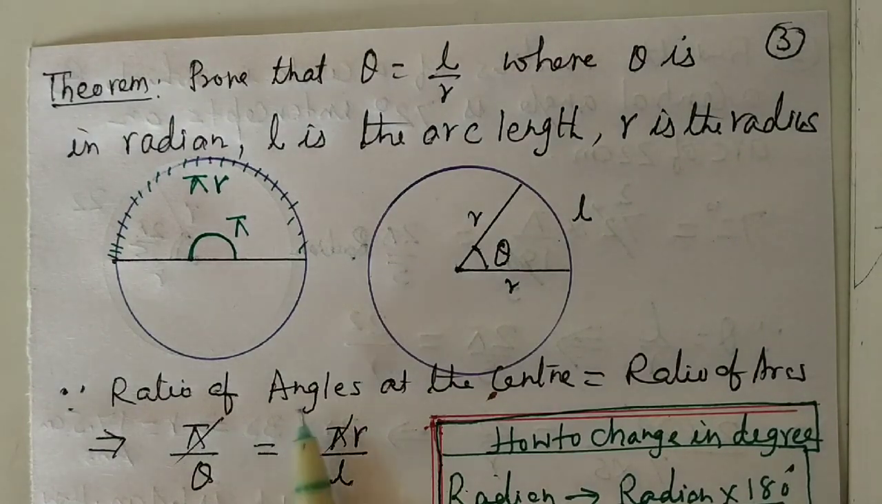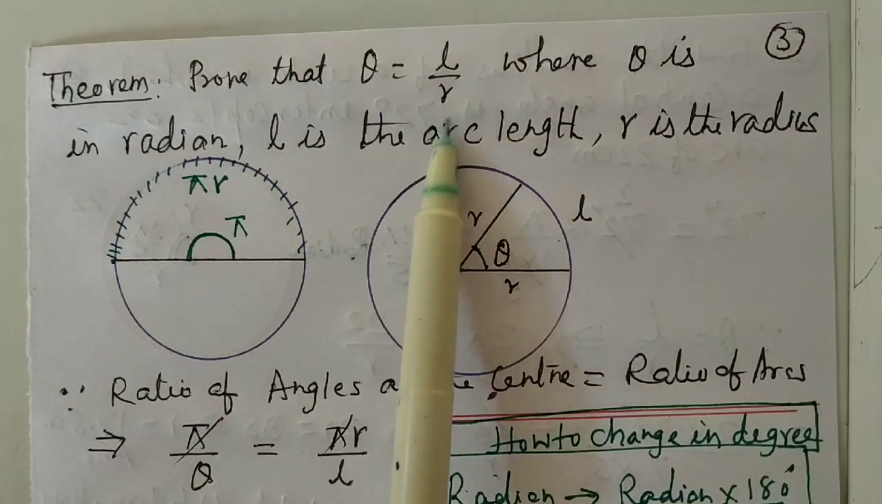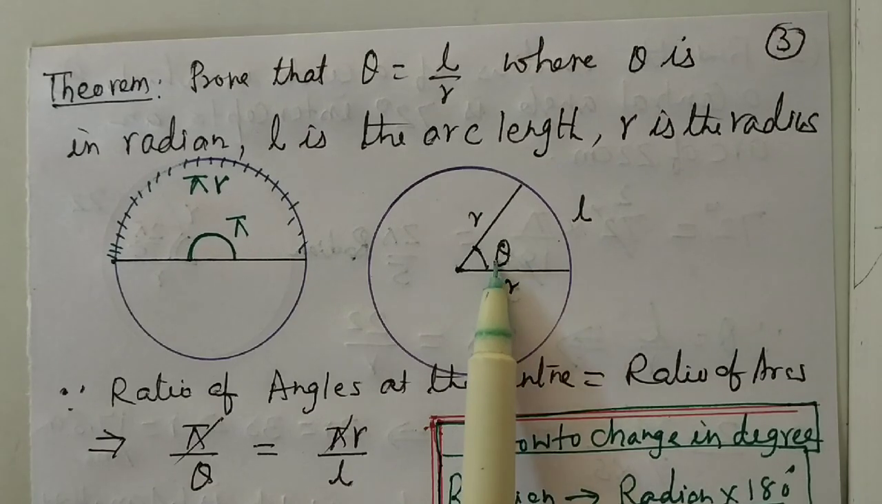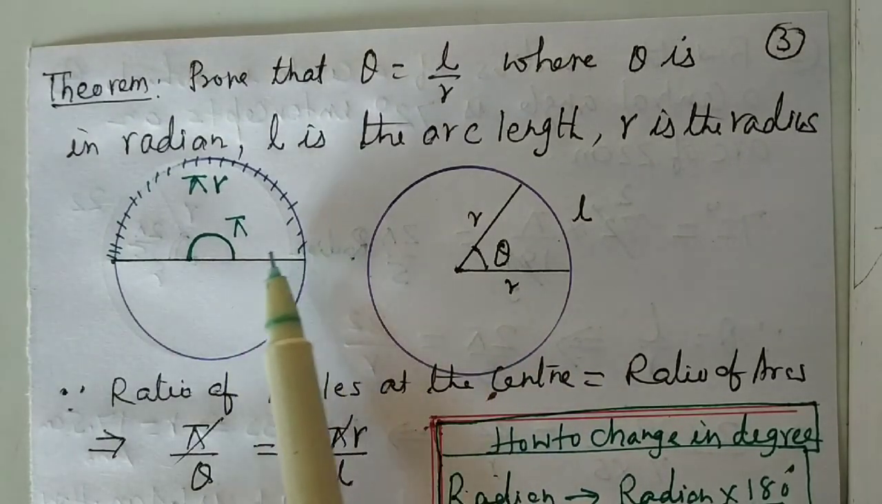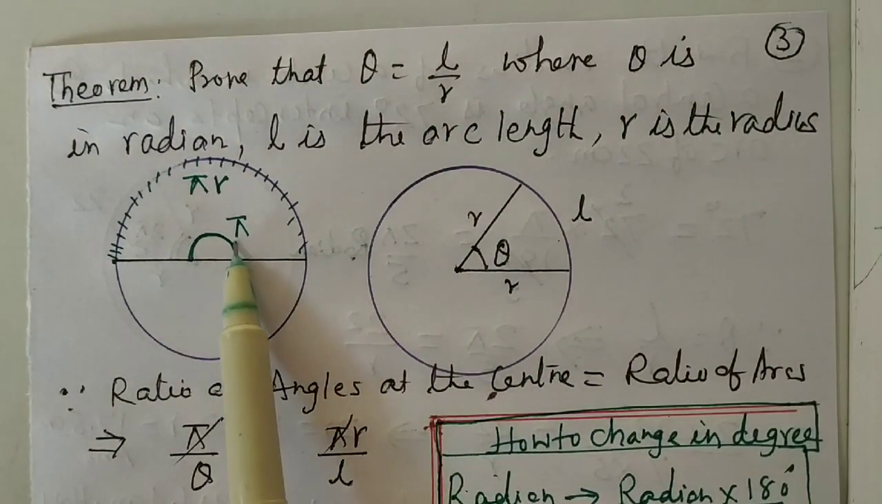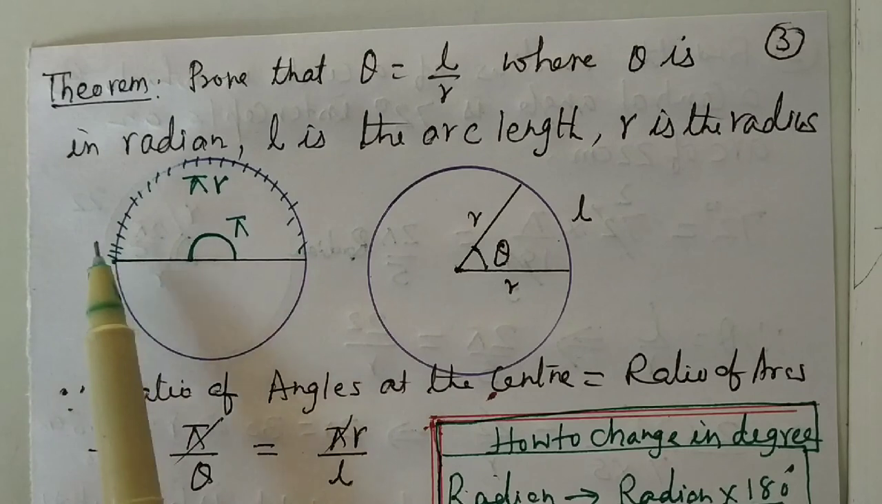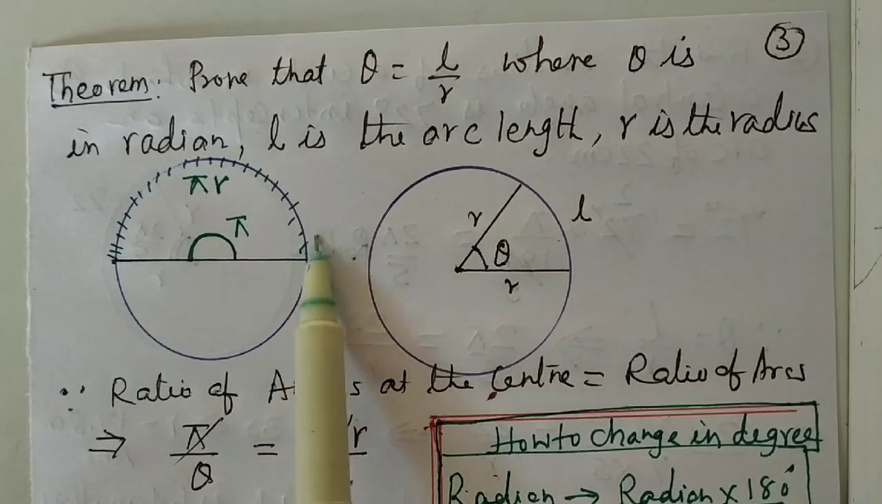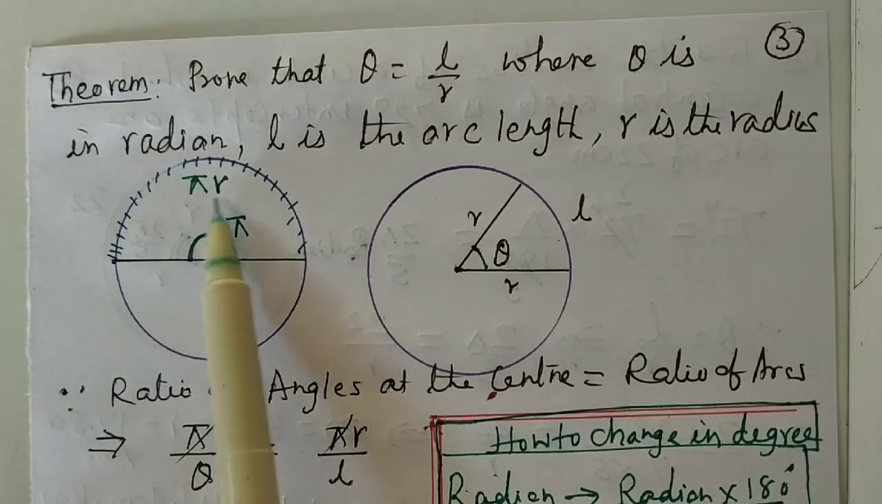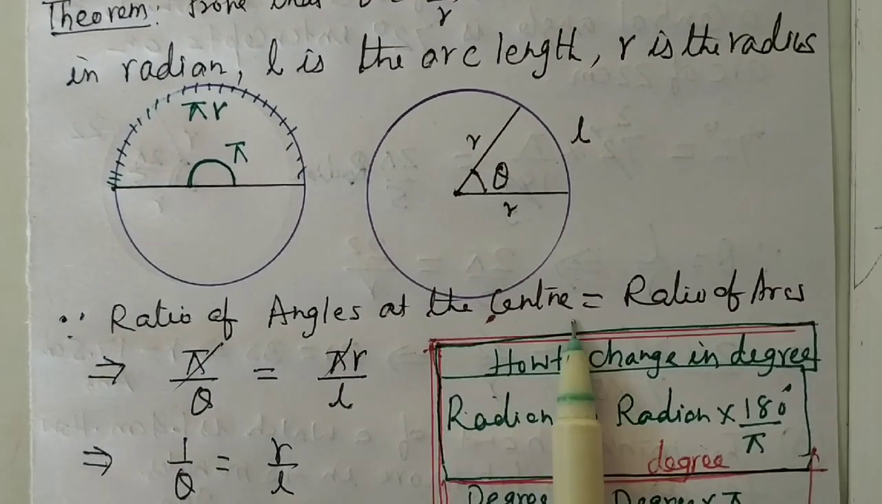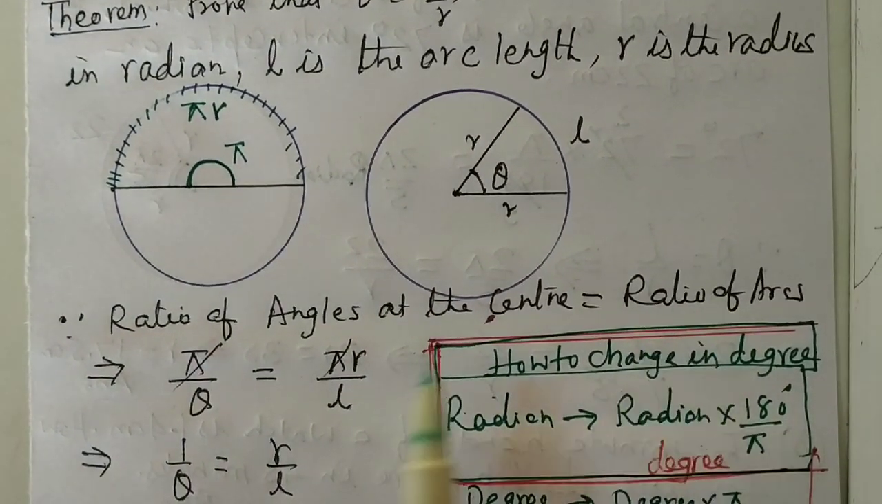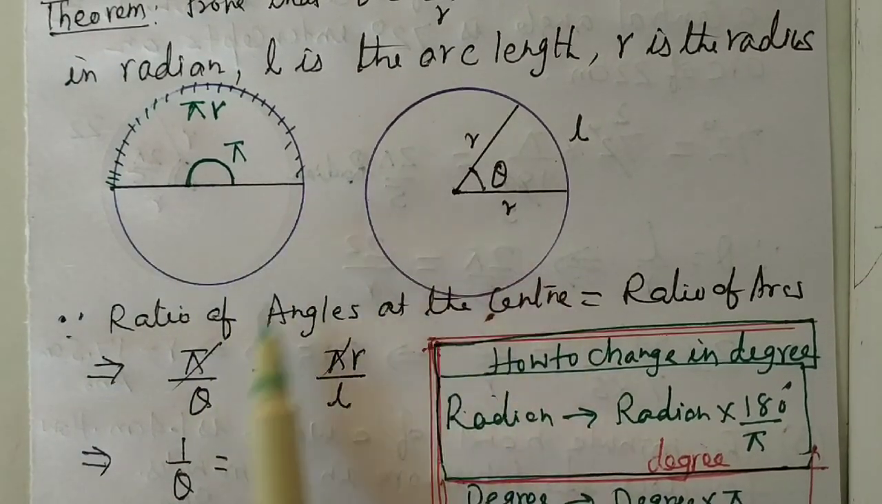Now this is the theorem. Prove that theta is equal to L by R, where theta is the central angle, R is the radius, and L is the arc length. This length is called L. Now just draw one more figure. We note that this angle is pi, 0 to 180 is called pi, and this length is half of 2 pi r, which is pi r. And earlier we noted that the ratio of angles is equal to the ratio of arcs. So the ratio of angles is pi upon theta.